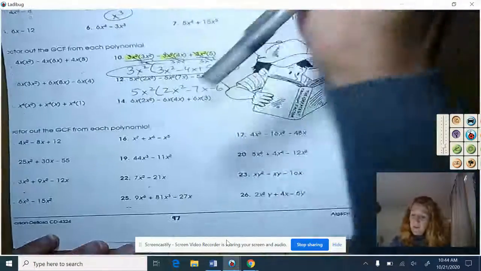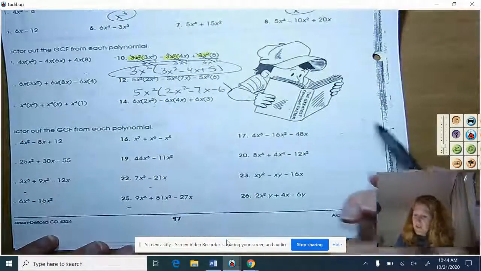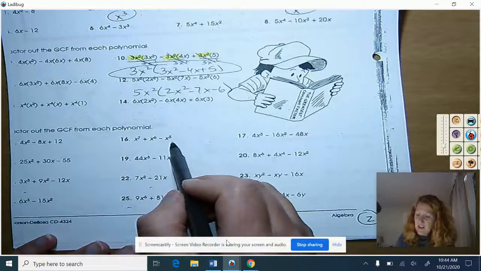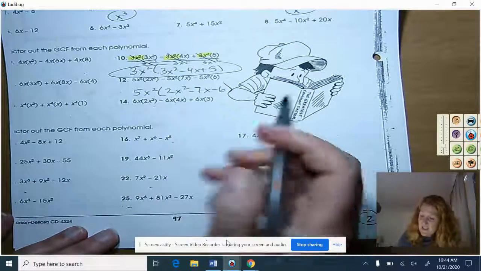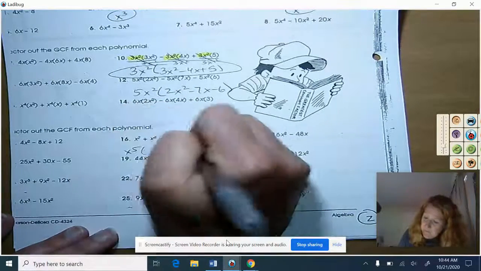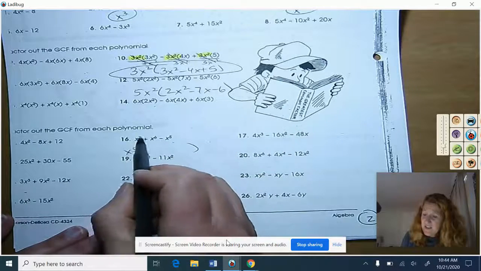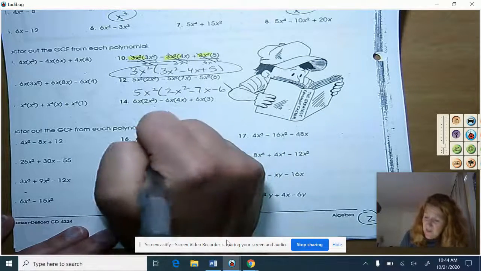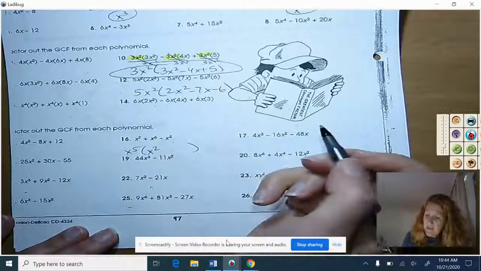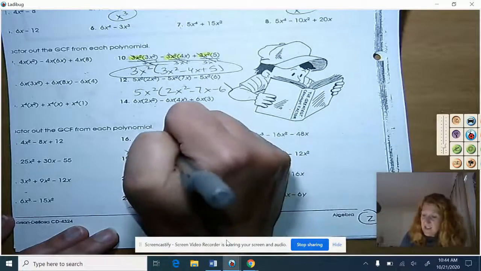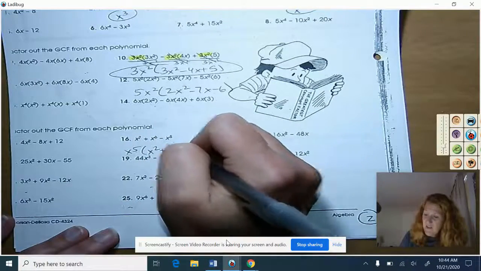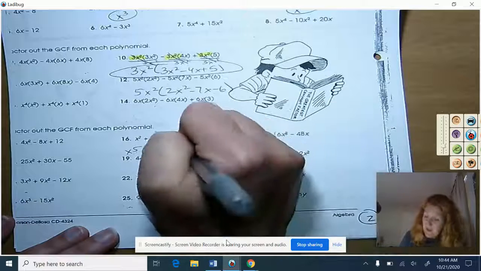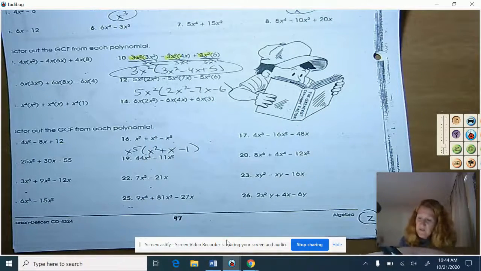Then at the bottom here, they want you to do all the work yourself. So for 16, find the greatest common factor. Number 16 is going to be x to the 5th. Then you would divide: x to the 7th divided by x to the 5th is x squared. X to the 6th divided by x to the 5th is just x. And then a negative x to the 5th divided by x to the 5th is just minus 1. They don't ask you to factor further, even if you could. So that's what they're looking for you to do on page 2.